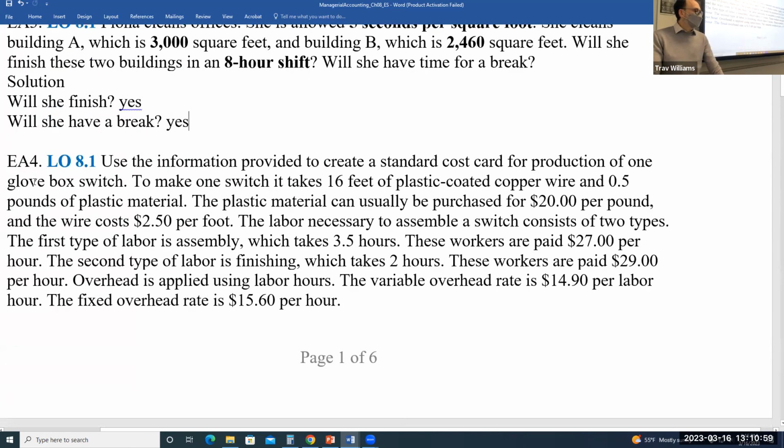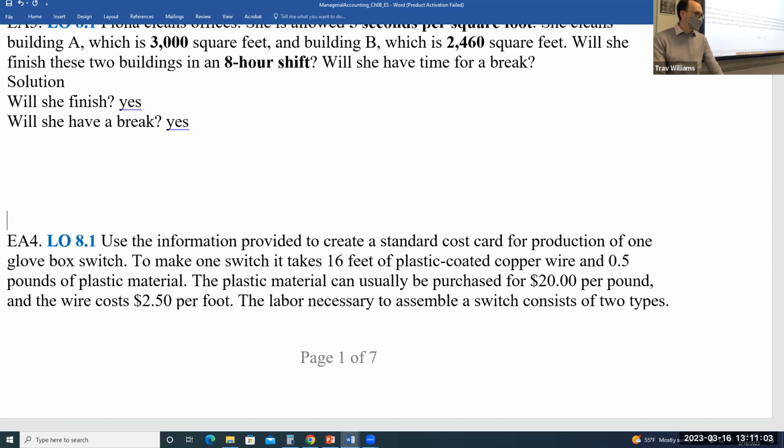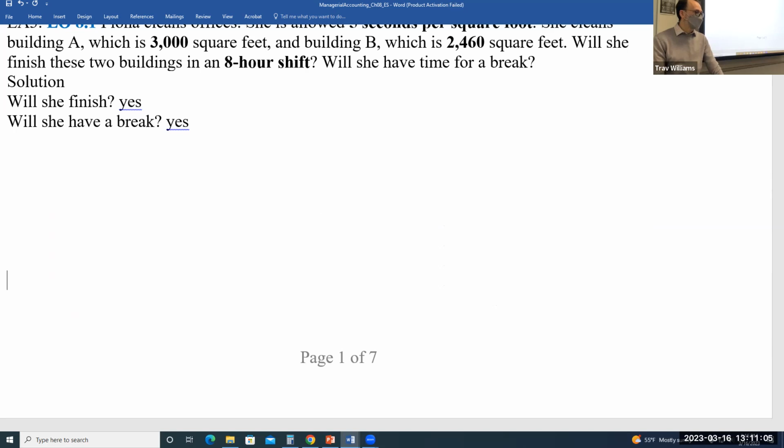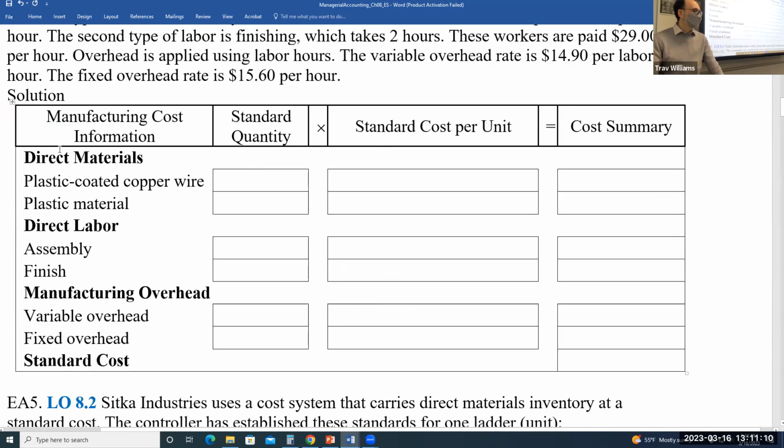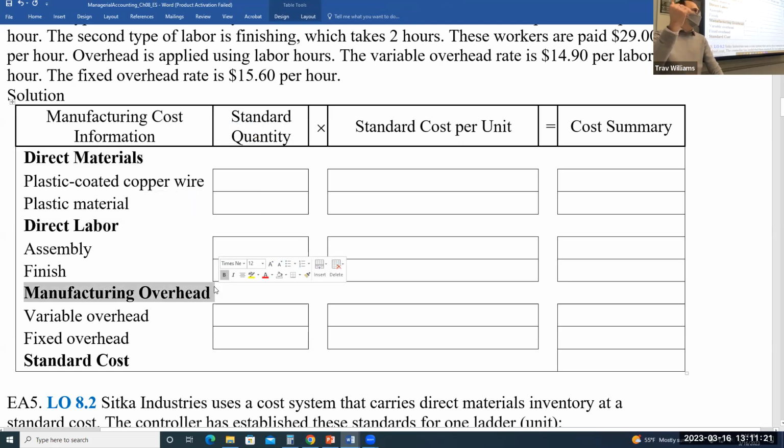And this one's not too bad either. We're going to make a cost card. You might remember seeing that in the PowerPoint on Tuesday. So this is going to give us our direct material costs for 1 unit of product, our direct labor costs, our manufacturing overhead costs, and then we can add it all up to get our total costs per unit.